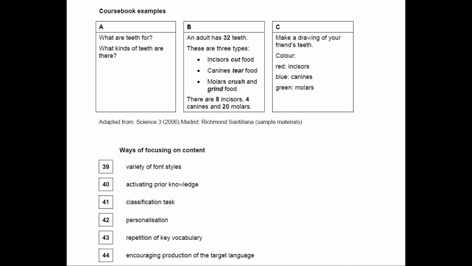41. Classification task is used in text C with the colors red, blue, and green. 42. Personalization. This is used in text C, a drawing of your friend's teeth. 43. Repetition of key vocabulary. This is used in text B with the different types of the teeth repeated twice. 44. Encouraging production of the target language. This is used in text A with the 2 questions there. Now, let's take a look at the answers.